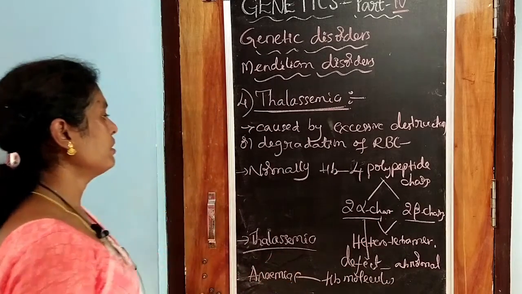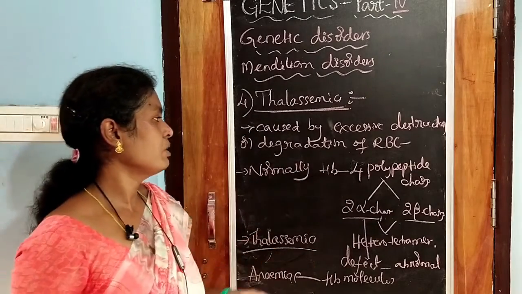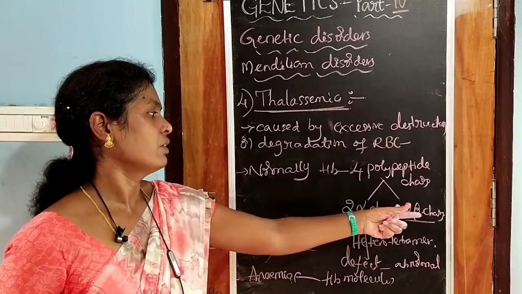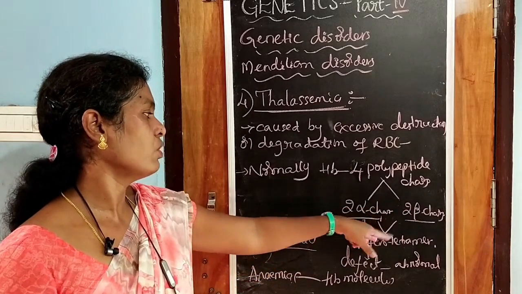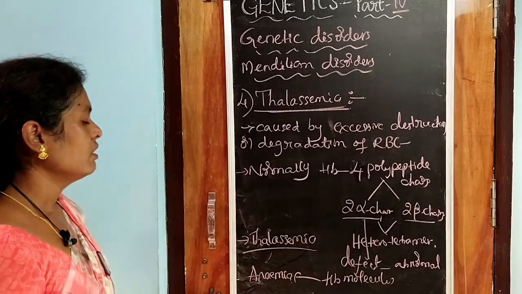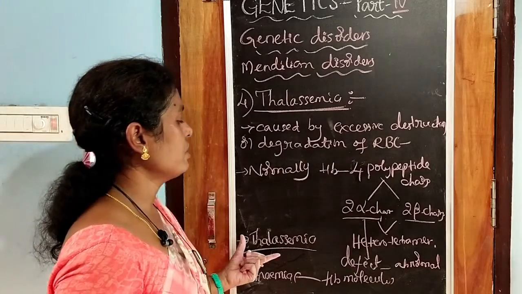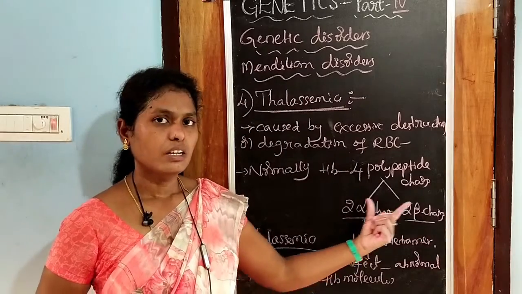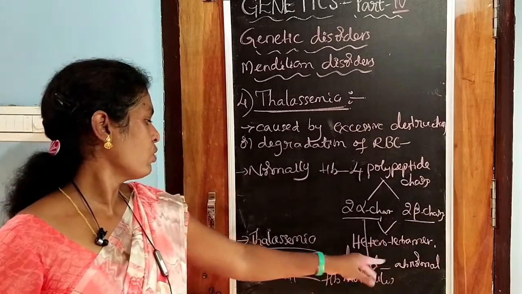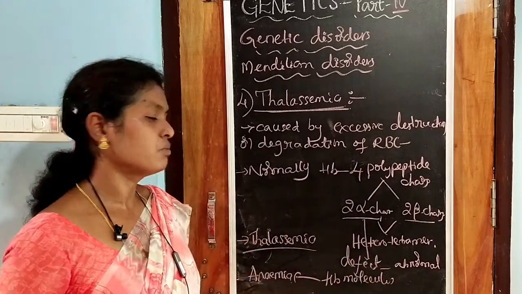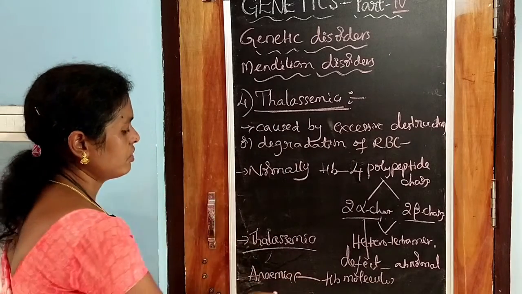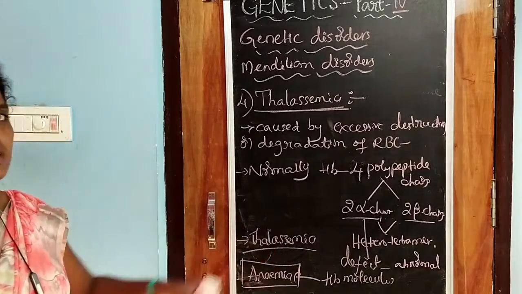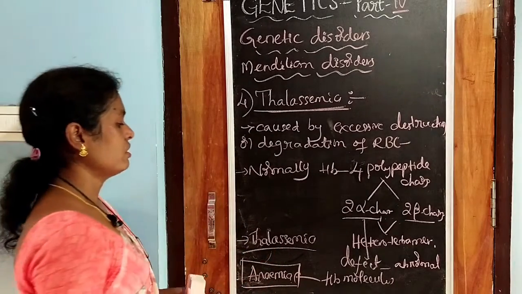So once again I repeat this. Normally the Hb molecule is composed of 4 polypeptide chains, 2 alpha and 2 beta globin chains, arranged into a heterotetramer. But in a thalassemia patient, there is a defect in either the alpha chain or the beta chain, causing the production of abnormal Hb molecules, resulting in anemia. This anemia is the characteristic feature of thalassemia patients, right?